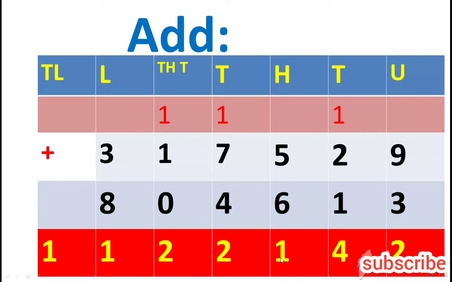5 plus 6 is equal to 11. 1 tens, 1 unit, 11. Unit 1 right here and tens 1 is carry. 7 plus 4 is 11, plus carry 1 is 12. Unit 2 right here and 1 is carry. 1 plus 0 is 1, 1 plus carry 1 is 2.